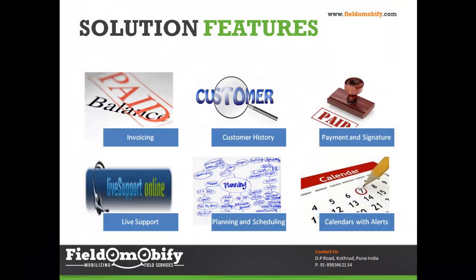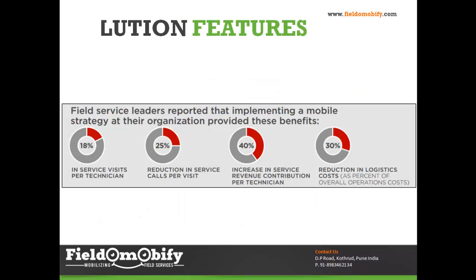The system also helps to create invoices on each service call, track amount pending, and identify the age of pending invoices. The field operator is able to see the historical records on that particular asset site for a particular customer. The report says the system helps to increase service visits by 18%, reduce service calls for the same work by 25%, and increase revenue contribution per technician by 40%. It helps to reduce logistics costs by 30%.